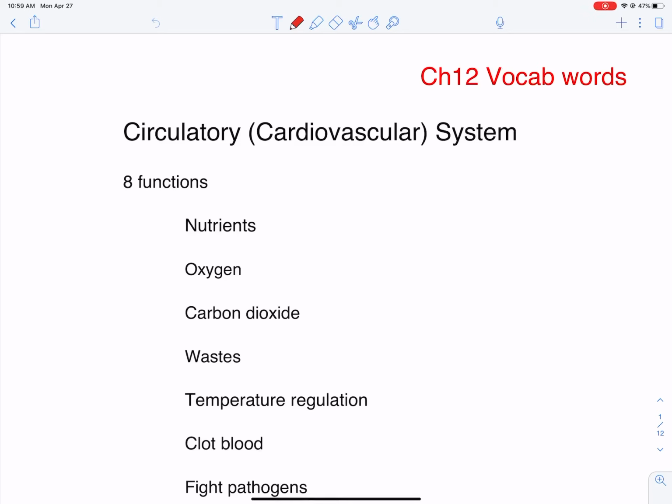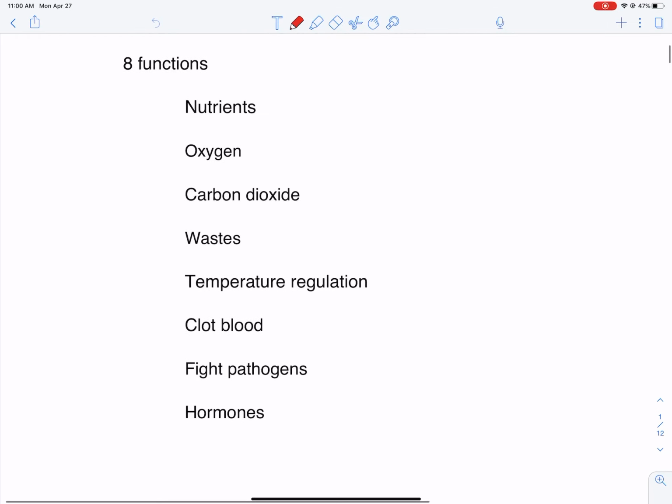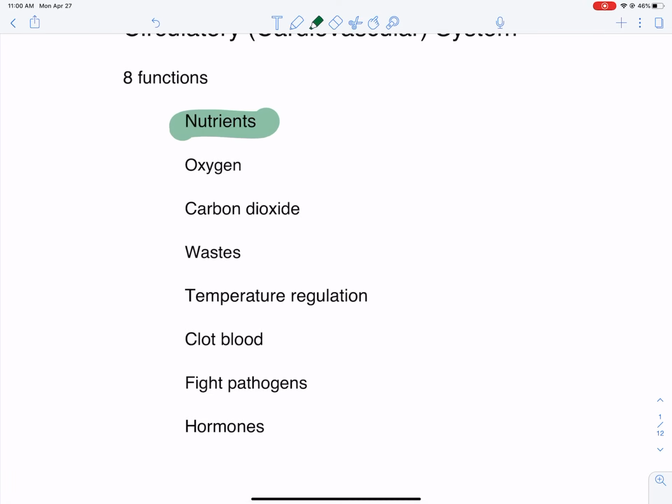It's a great day for anatomy and physiology because we get to start a new chapter. Chapter 12, we're taking a look at the circulatory system, the cardiovascular system. And first of all, there are 8 main functions of the circulatory system. One is to deliver all the nutrients to the individual cells. You have trillions of cells in your body. They all need carbohydrates, fats, proteins, water, all those good things. So that's one of the functions.